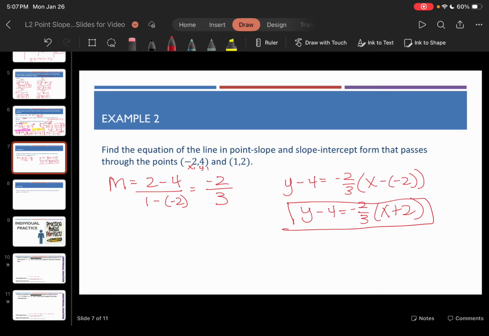It asked me for point slope form, and then it asked me in slope-intercept form. So now I have to solve this. Distribute: y minus 4 equals -2/3 x minus, this is over 1, so 4 over 3. Add 4 to both sides. Lots of fun fractions here, isn't it?